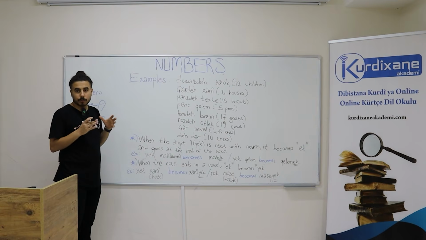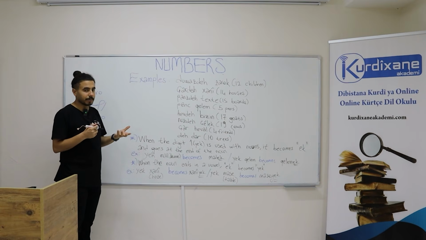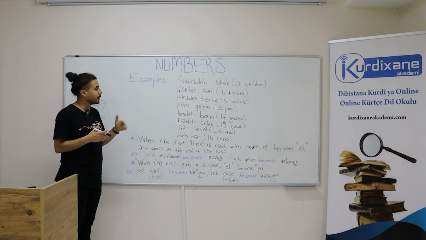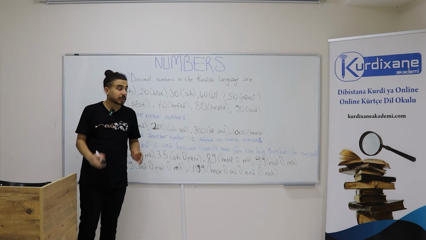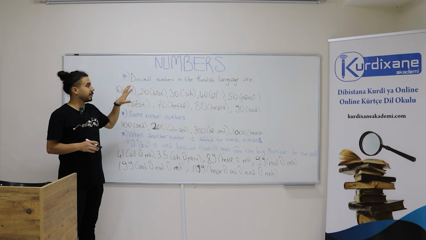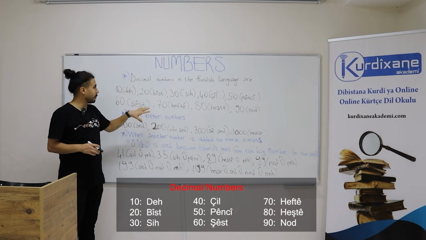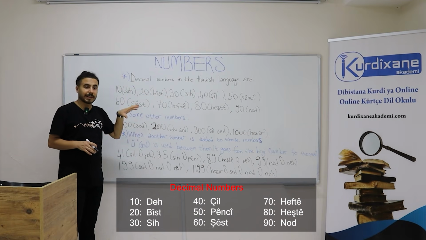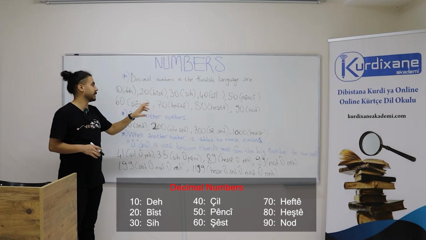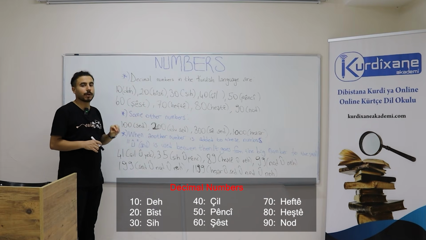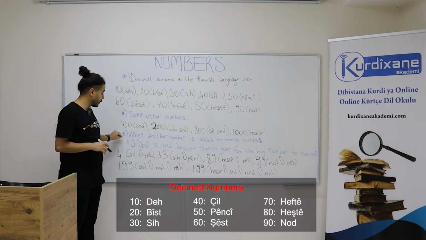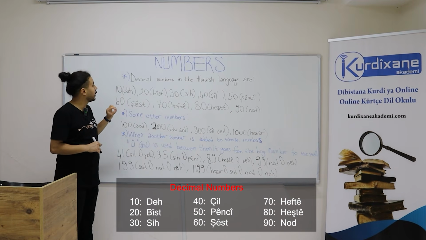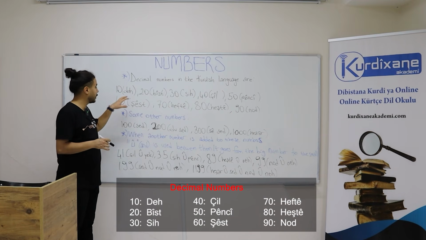So right now, let's see other numbers like 20, 30, 40, 50, and 100. Let's see them on the board. So dear friends, after the digits, the numbers from 10 to 19, let's now see the decimal numbers and some other numbers in the Kurdish language. I've got another important point at the end of this part actually.